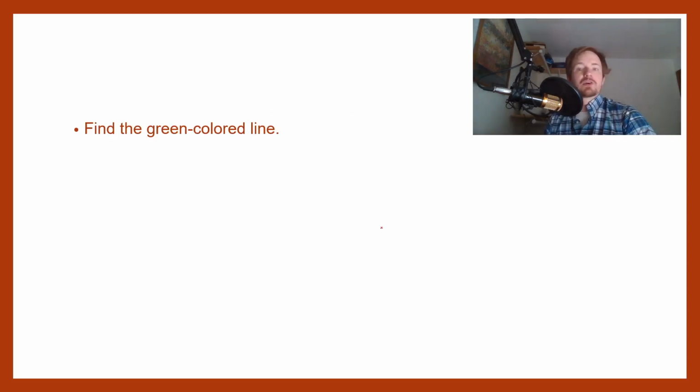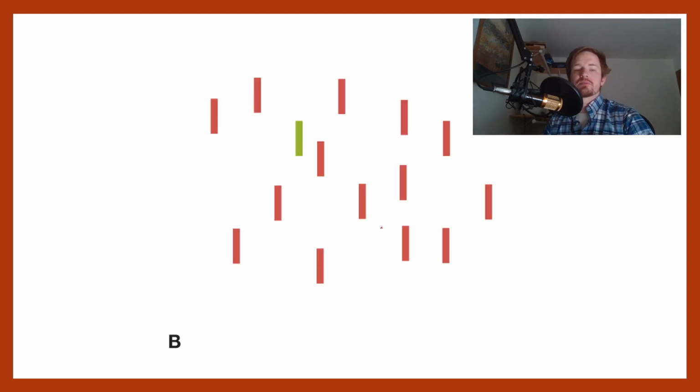Okay, let's try it again. I want you to find the green colored line. This one might be a little bit harder. Here we go. So think about how fast you can do it. Okay, again, this one kind of sticks out at you, right? It sticks out at you again for the same reason that essentially it is the only one that seems to have this property that we're looking for.